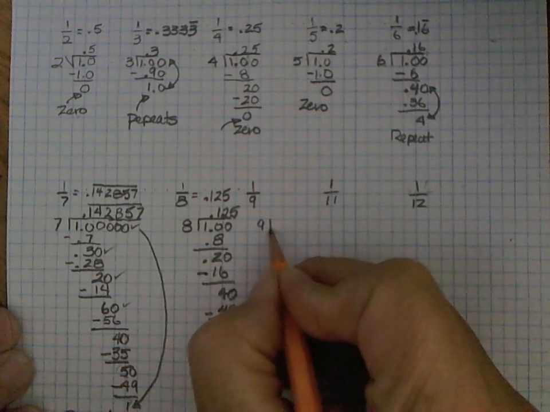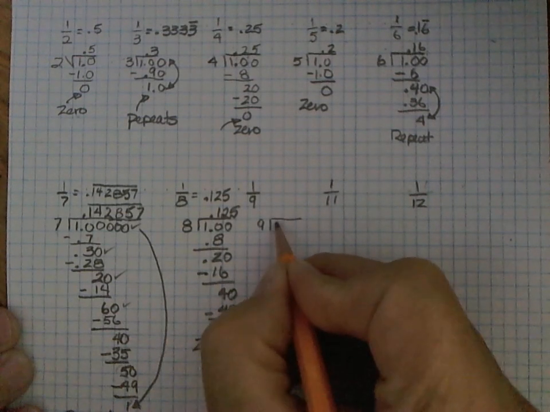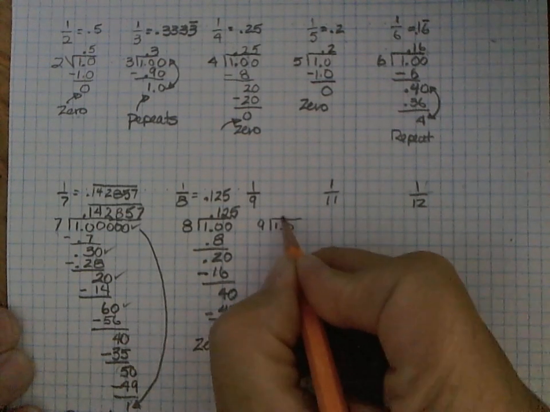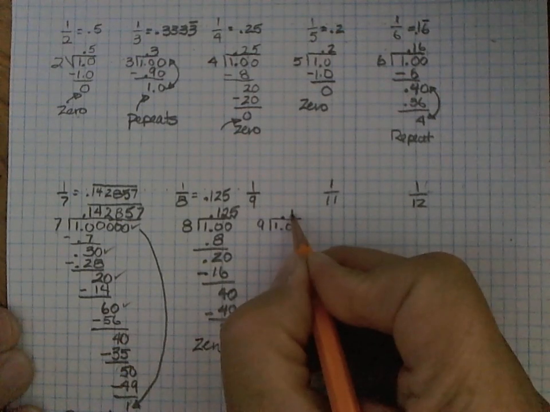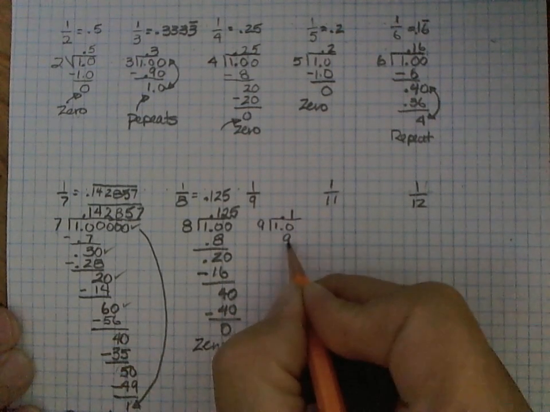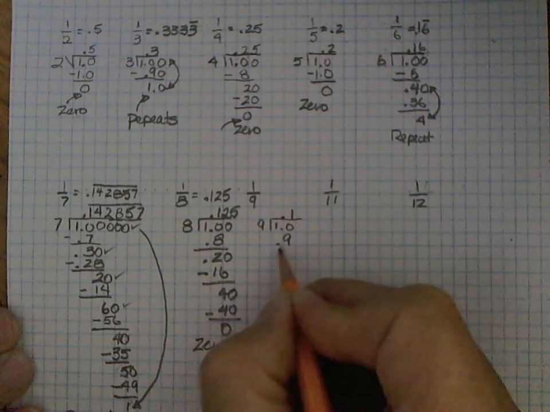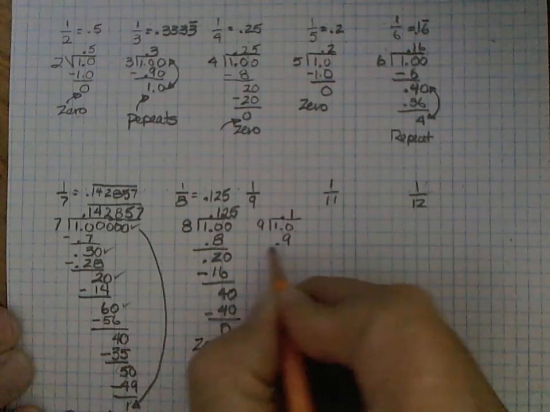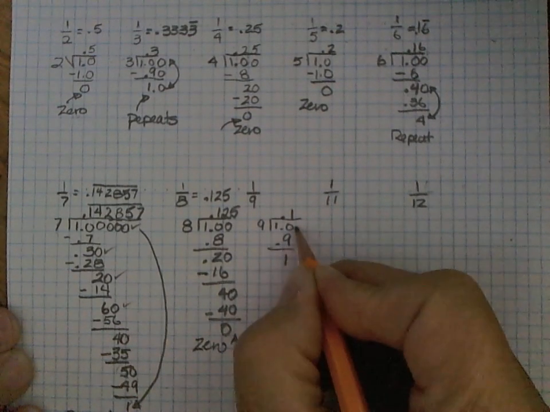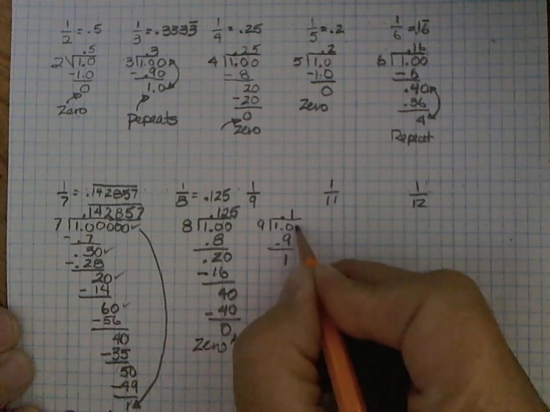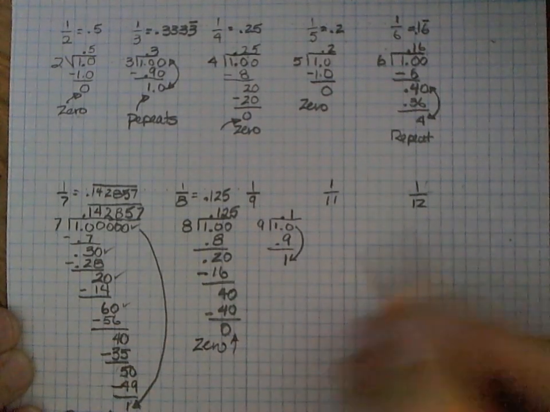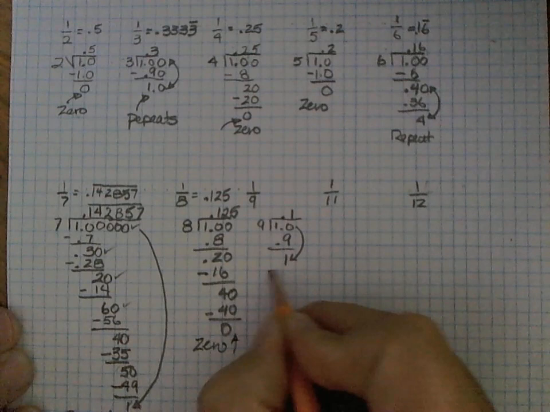So 9 divided into 1. It won't go into 1, but it will into 10. Now look how easy this is. 1 times 9 is 9. I have to put a decimal there, right? Subtract it, I get 1. Look how quick that repeats. There's a 1 there. There's a 1 there. So that quick, I know that it repeats.